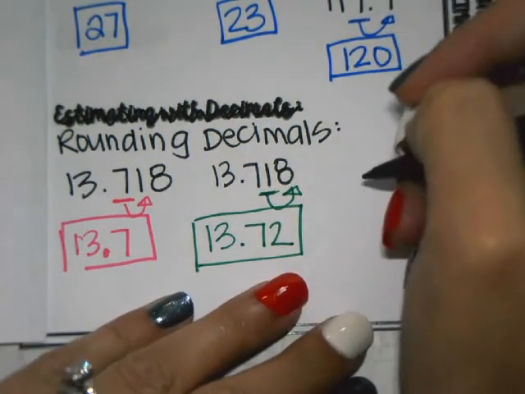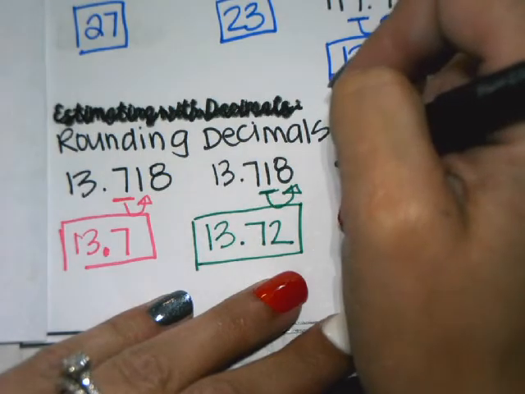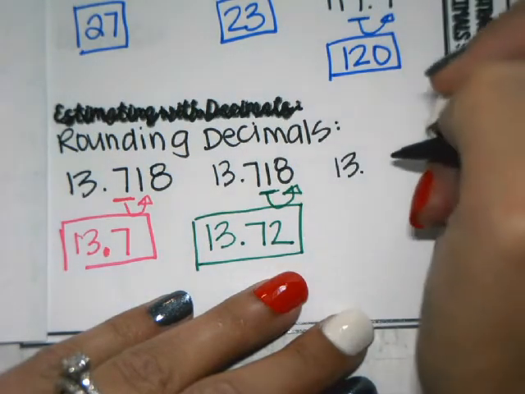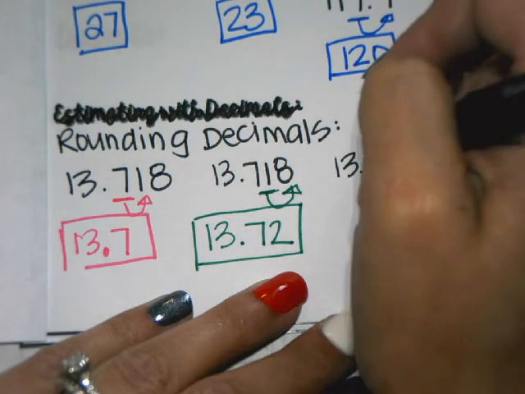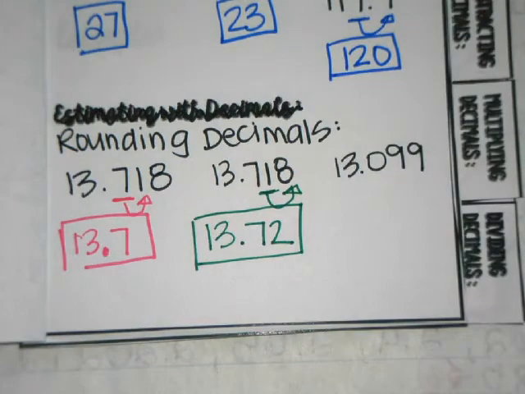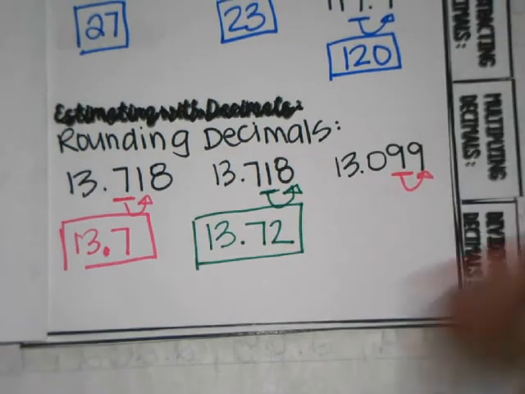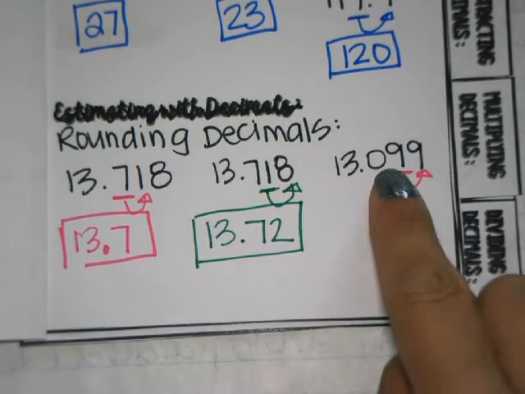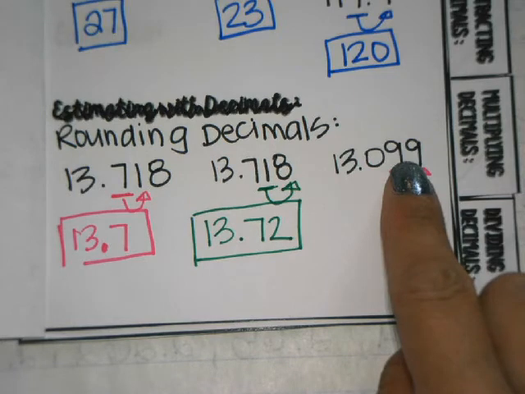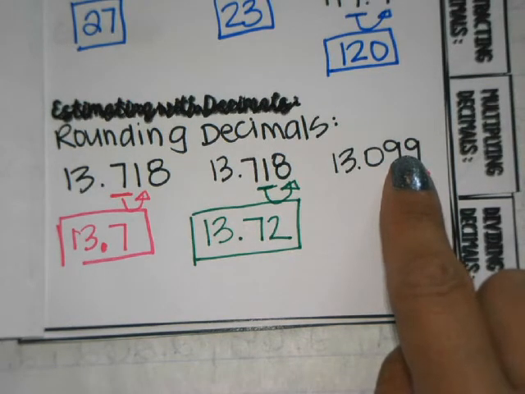Last one. $13.099. I want you to round to the nearest hundredths place. Nearest hundredths place. What number is in the hundredths spot? And the 9 looks at the what? And that 9 tells that 9 to? Okay, so if this 9 tells this 9 to go up, what happens to this 9? It turns into a 10, right? So then how should my answer read?